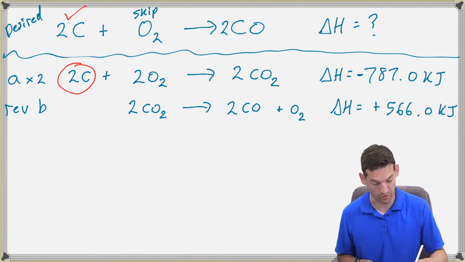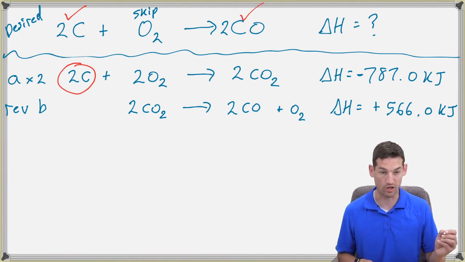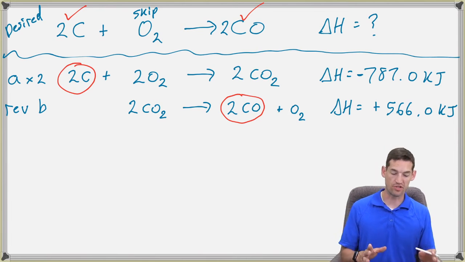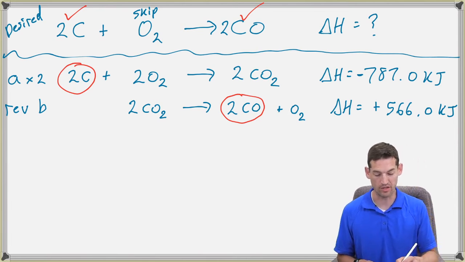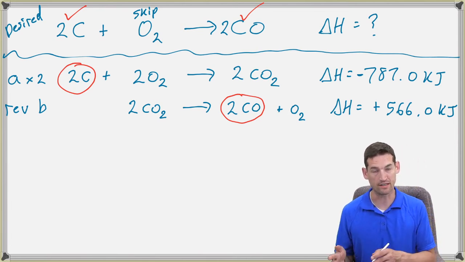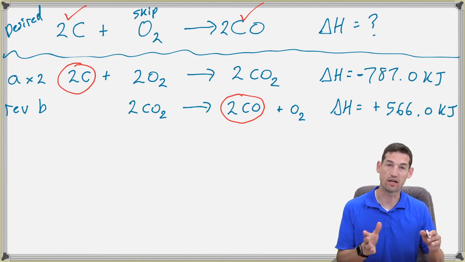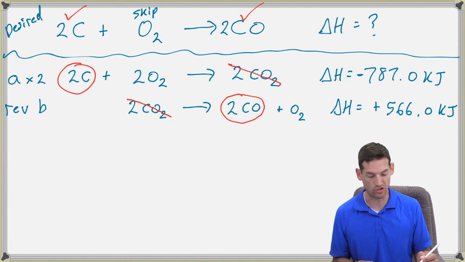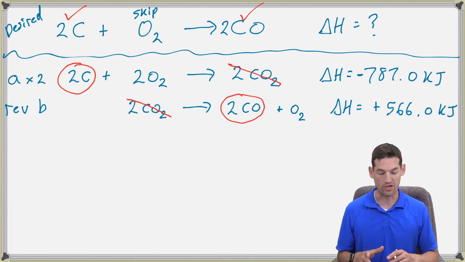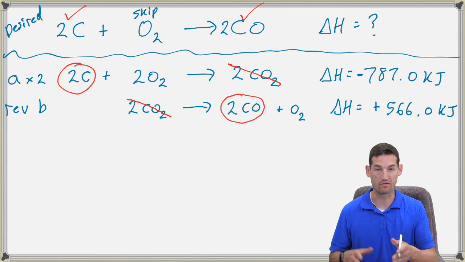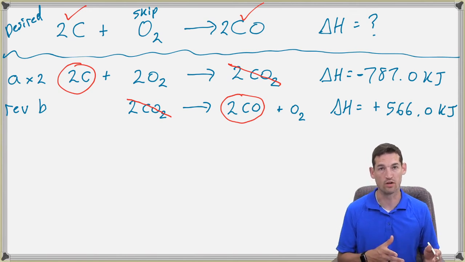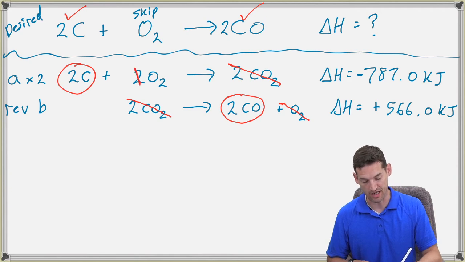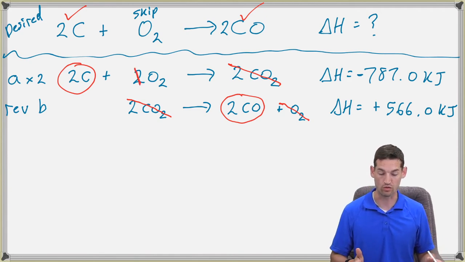All right, so let's do what we did before. Check off 2 carbon monoxides because boom, there they are. And you'll also notice something else has happened. I have 2 carbon dioxides on the reactant side. I have 2 carbon dioxides on the product side. So these are going to cancel each other out. They're gone. And with the oxygen, something similar, except I have 2 on the reactant side and 1 on the product side. So this one fully cancels. This is going to cancel down to a 1 instead of 2.